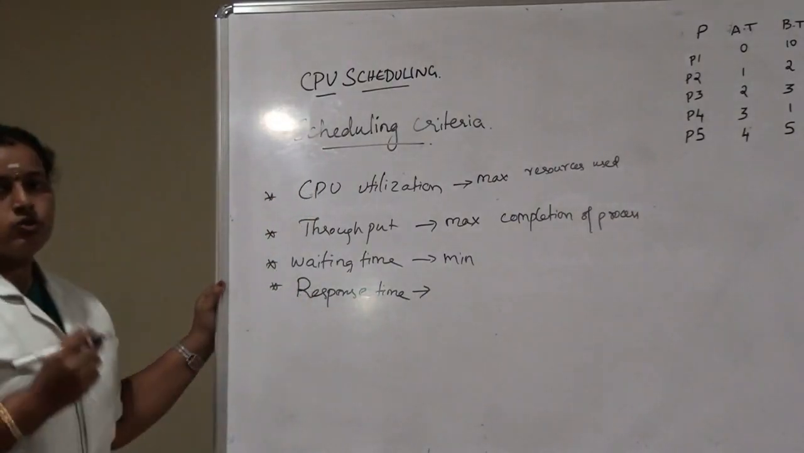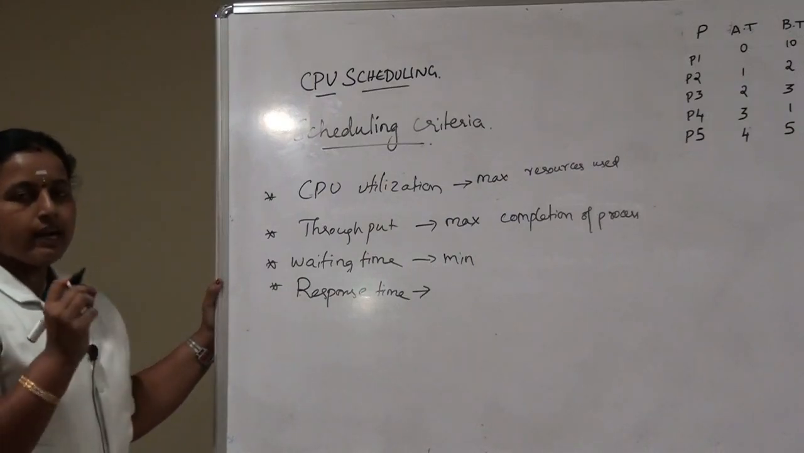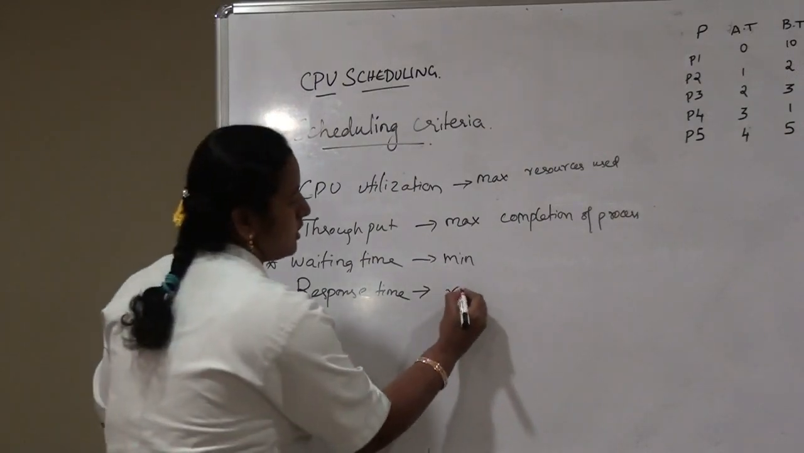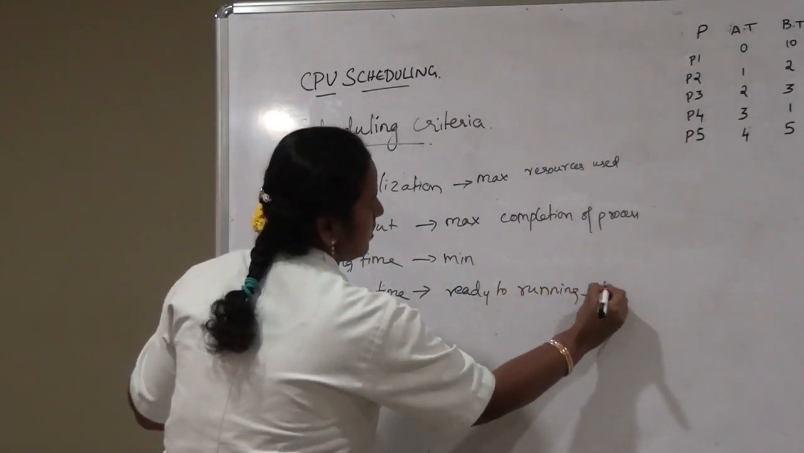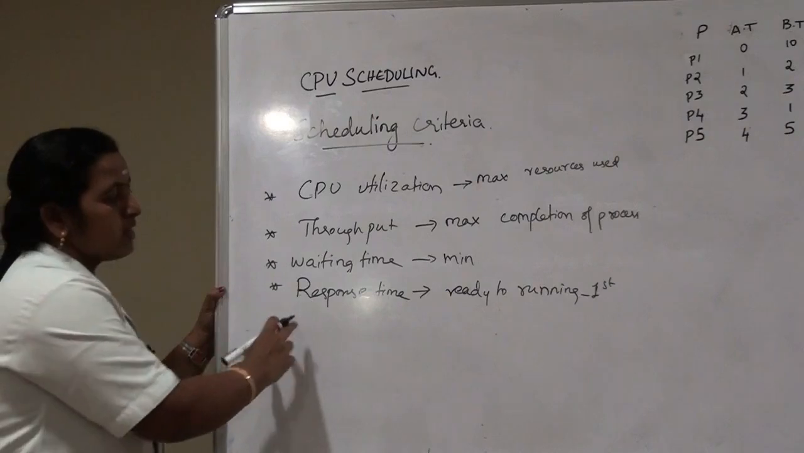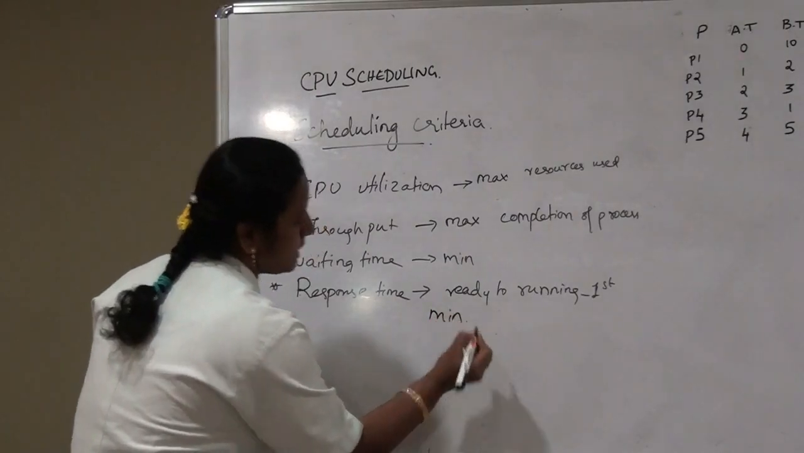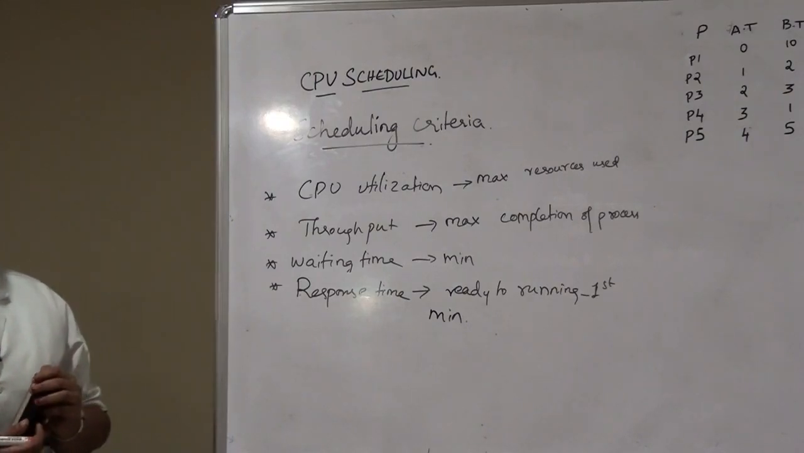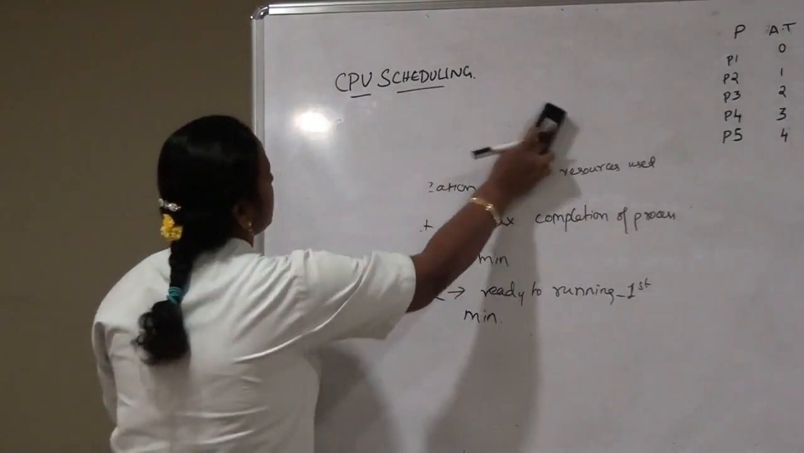Next is response time. Response time is the time from when a process enters the ready state until it first goes to the execution state, that is, from ready to running, before going to waiting. The response time must also be minimum. So this is the scheduling criteria which we have considered. Next we are going to see the types of scheduling algorithms.